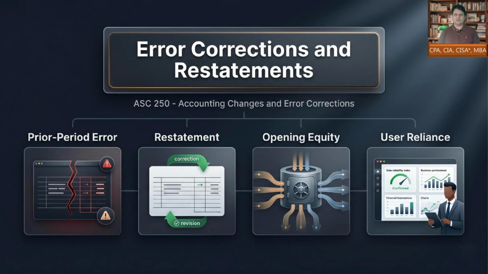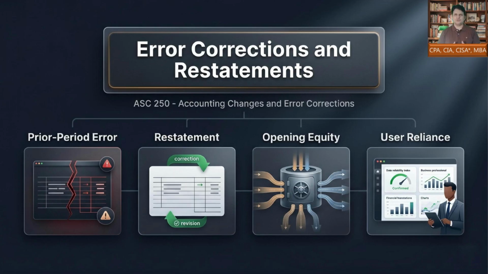In this episode, we continue ASC 250, and now we enter one of the most serious areas of the standard: error corrections and restatements. In the previous episode, we learned that an estimate change uses new information and is handled prospectively. Today is different. Here, the prior financial statements were wrong because available information was ignored, misused, miscalculated, or an incorrect US GAAP method was applied.